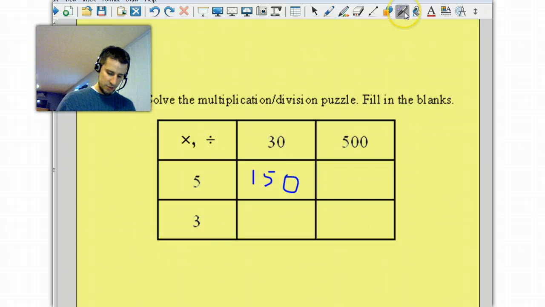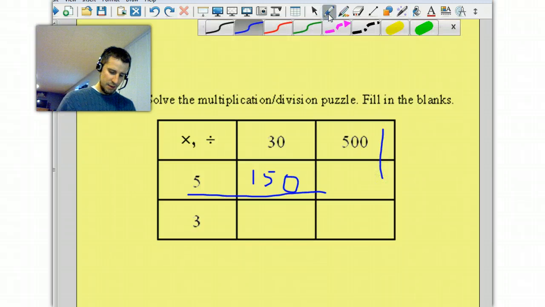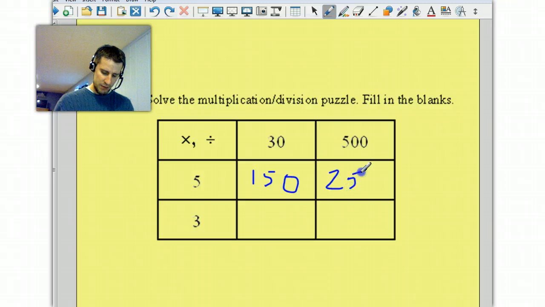Now your next one is going to be 5 times 500, and with this one, get rid of the zeros again, push them to the side, and that leaves me with 5 times 5, which would give me 25. But don't forget, you used how many zeros? 2 zeros. So plug those zeros back in there, and I know my answer is going to be 2500.